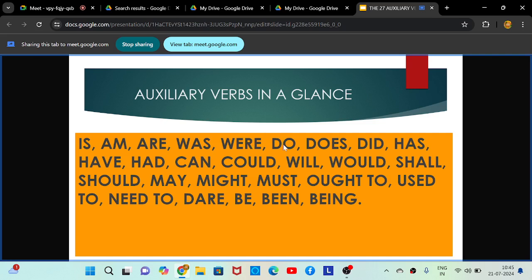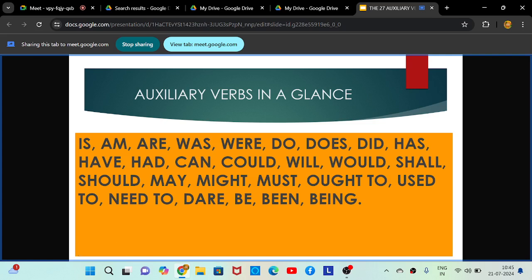Now moving to do, does, and did. The first five are called be form verbs. Do, does, and did are called do form verbs. Next is has, have, and had. Has, have, and had are called have form verbs.